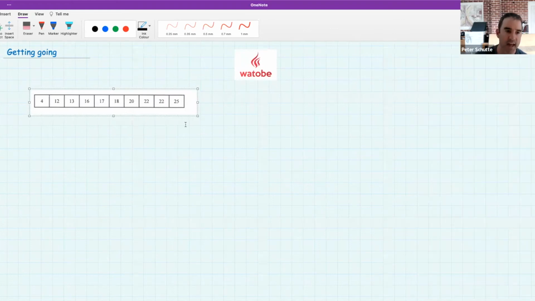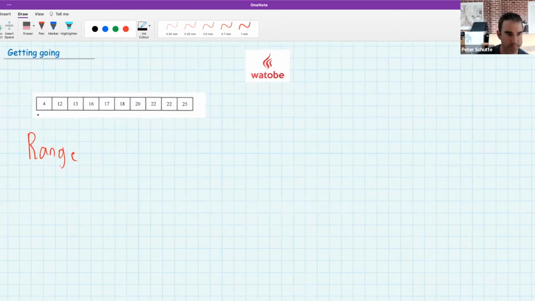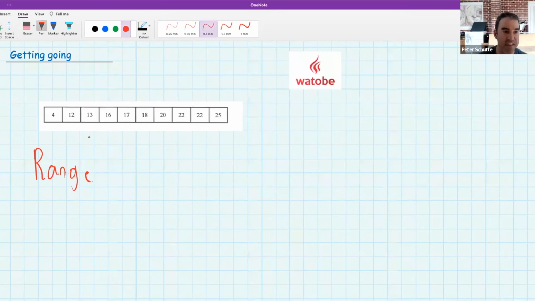Now, to start this example, I want to ask the following question. I'm giving you a data set. And that data set, thankfully, is already arranged from smallest to biggest. Whenever we are doing calculations with quartiles or medians, the data has to be arranged from smallest to biggest. For the range, we don't really need that. But in general, it's always good to have your data ordered.